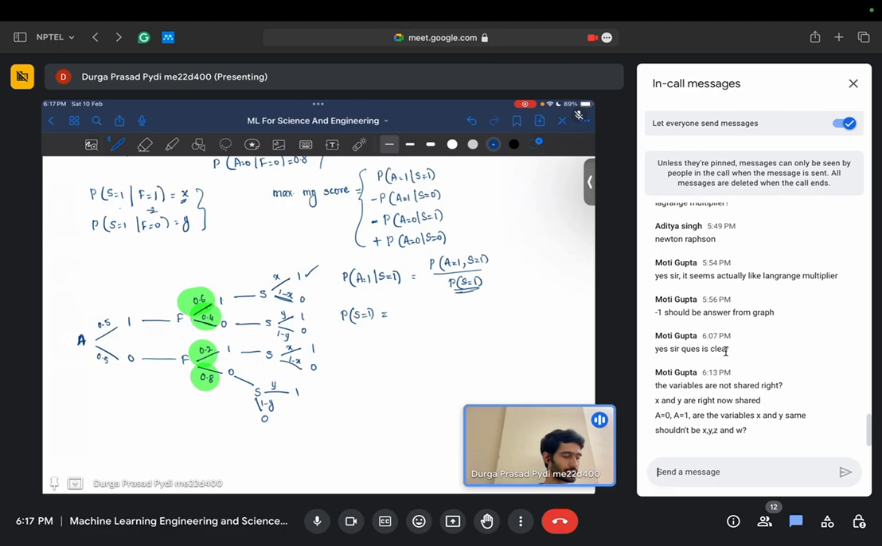So I just need to add the probabilities of all these 4 cases, and then I will get this one. So this should be fairly straightforward. How do I get the probability of 1? By following this particular chain. If I follow this chain, I'll get s equal to 1.